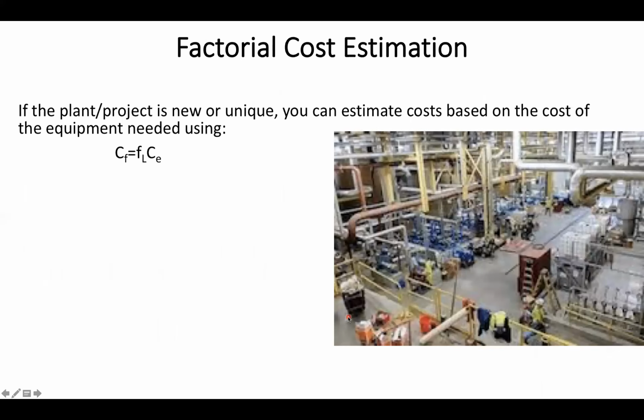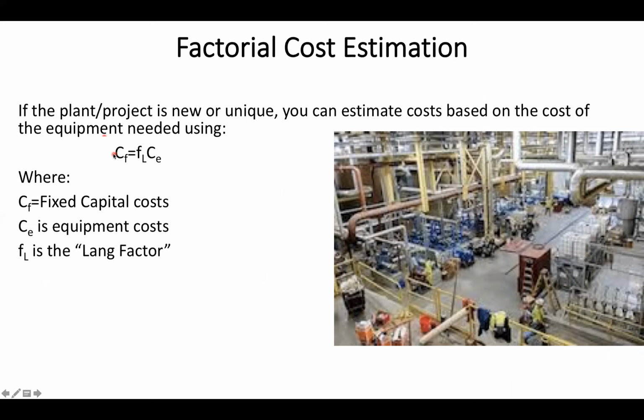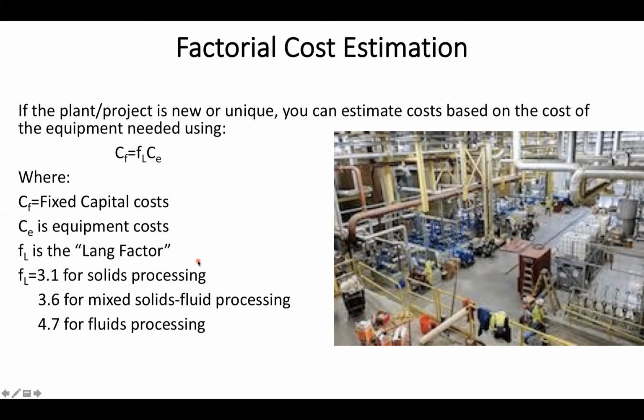So in these cases, I often need a little bit more of an itemized estimate. And for this, we use a special equation where we find our fixed capital costs. So again, this is how much it takes to get the plant operating, based on all of the equipment cost I need. And then we adjust it with what's called a laying factor. And it turns out that this laying factor is going to be a little bit different for different types of processes. Generally, it's going to be about 3 for solids, 3.6 for solids and fluids, whether this is a gas or a liquid, and almost 5 if it's just for fluids.